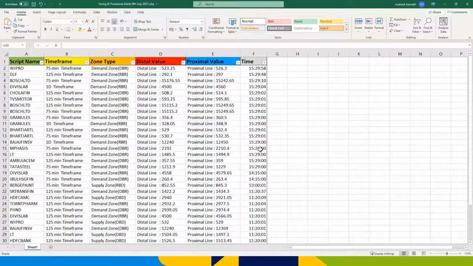Can I use it in Google Sheets? Yes, Harman, you need to just copy paste and use it. Bal Snail says, where are the zones? This is telling you that there is a zone in Wipro, there is a zone in DLF.